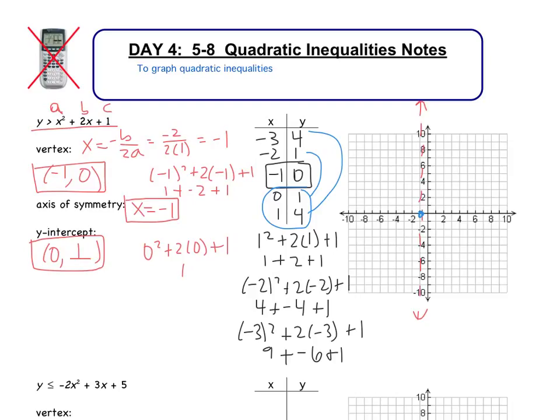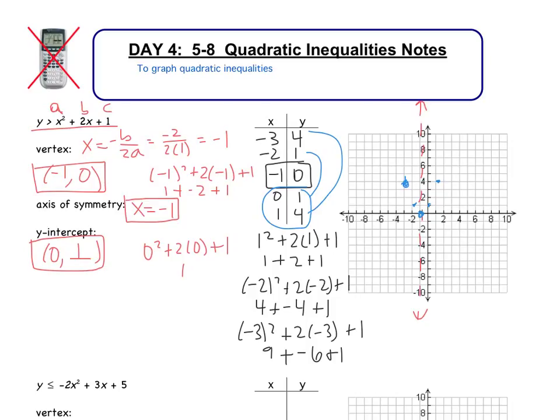Now we're going to plot the 5 points in our table. So I have 0, 1, 1, 4, negative 2, 1, and negative 3, 4. Okay, so all of this should be review from what we did before.